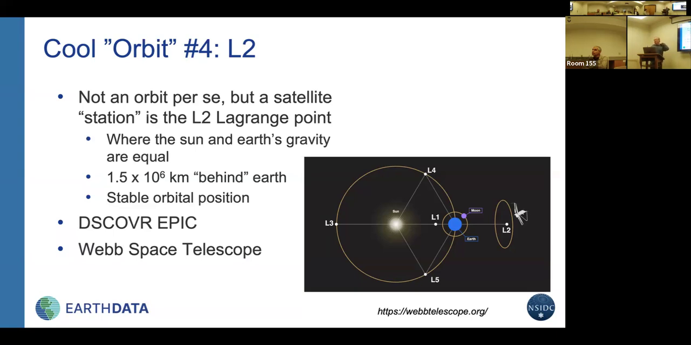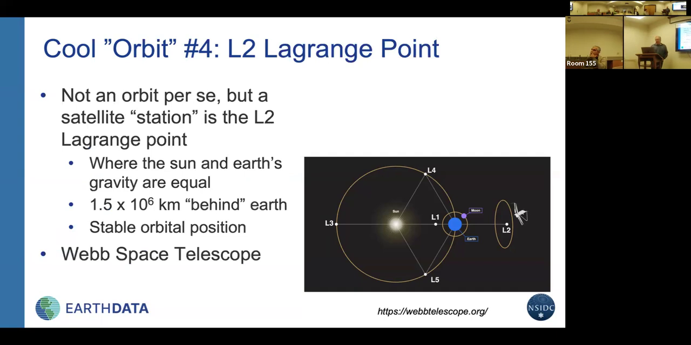That's really useful, obviously, for something you want to keep away from the Earth and have at a stable point. For example, the Webb Space Telescope is there, because you want it away from the Earth, away from any other sources, and looking up to space. It's also where the DSCOVR EPIC satellite is. It's about 1.5 million kilometers behind the Earth, and it's a stable position.